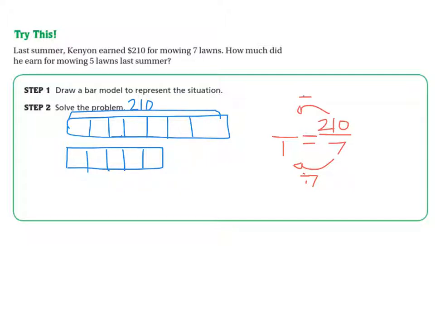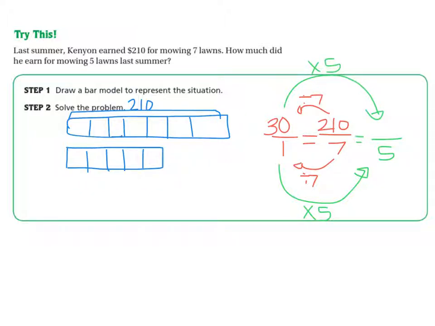Come back, honey. 210 I can divide easily because that's going to be 30 because I know 21 divided by 7 is 3. Now I'm going to take this and we're going to multiply this back this direction until we get to 5. So if it costs $30 for 1 lawn, how much for 5 lawns? Multiply by 5. And if we do the bottom number by 5, we do the top number by 5. 30 times 5 is 150.